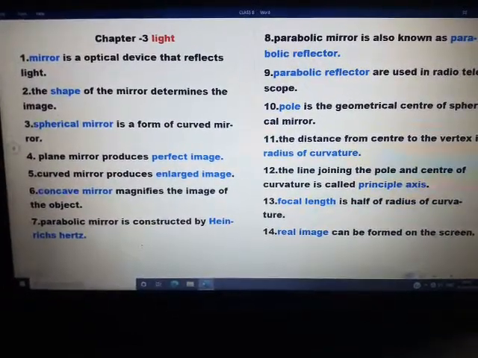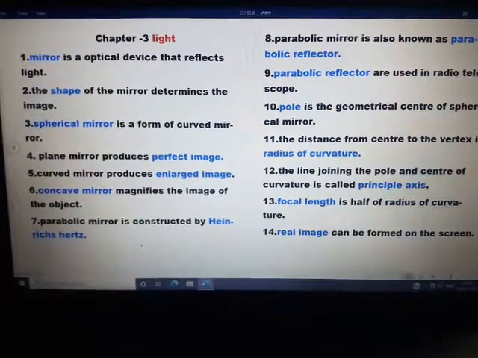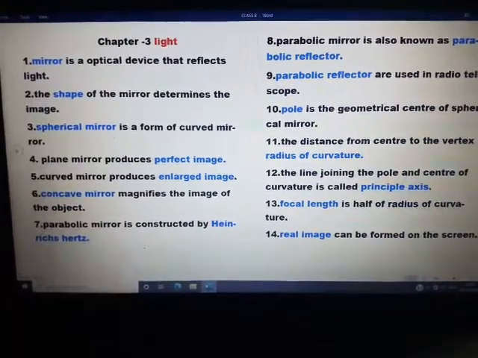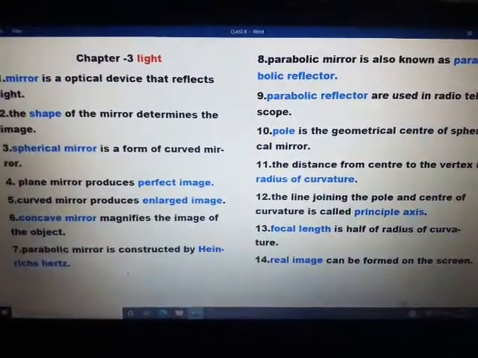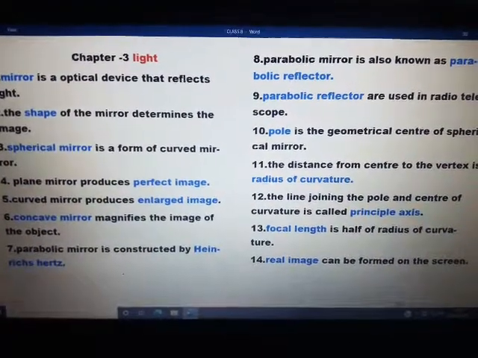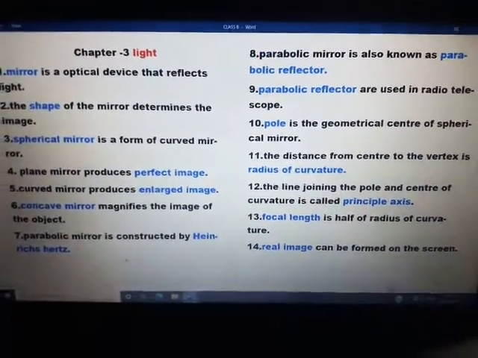Fourth question, plane mirror produce dash. Plane mirror always produce a perfect image. Fifth question, curved mirror produces dash. Curved mirror always produces an enlarged image.